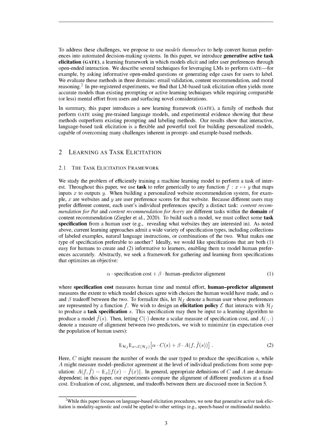Section Summary. The paper introduces a learning framework called Generative Active Task Elicitation, GATE, which uses pre-trained language models to convert human preferences into automated decision-making systems. The authors propose several techniques for leveraging language models to perform GATE, such as asking open-ended questions or generating edge cases for users to label. Experimental results show that GATE methods outperform existing prompting and labeling methods, providing a flexible and powerful tool for building personalized models.